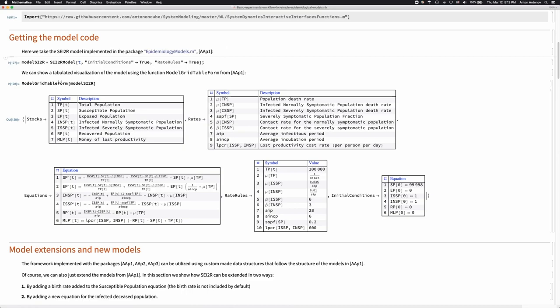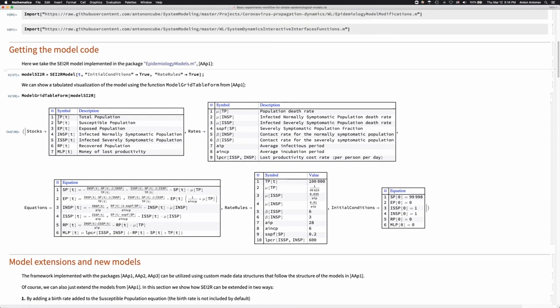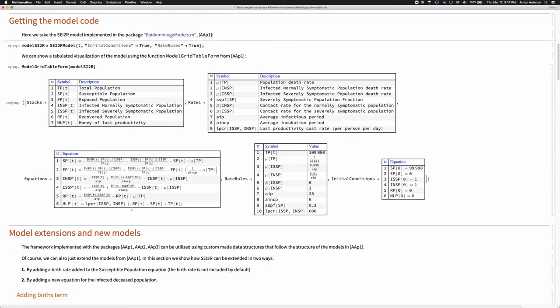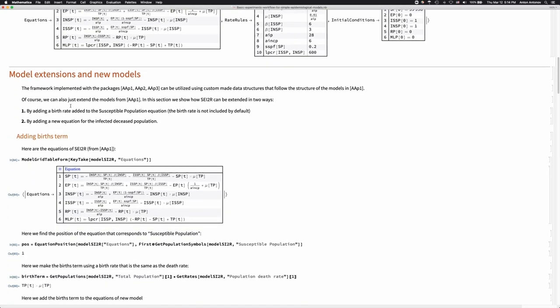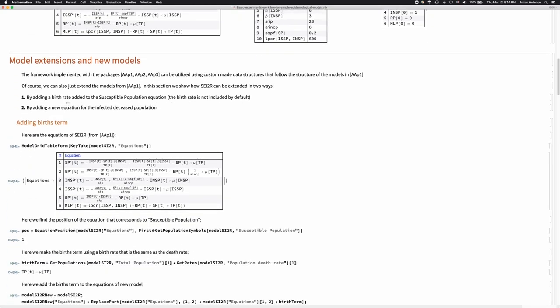I would like to say that if you don't want to use this package, but you want to use the rest of the notebook I'm presenting, it's very easy to put your models in this form. You can completely ad hoc construct them and utilize the rest of the notebook. You do not need to use this package in order to retrieve models. Another way to come up with new models is to just extend the models which are given.